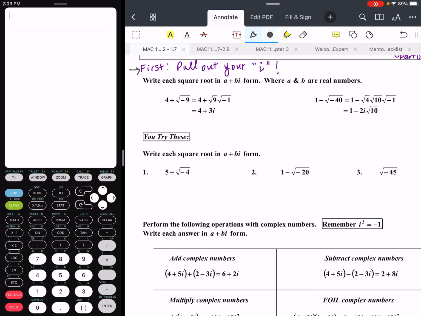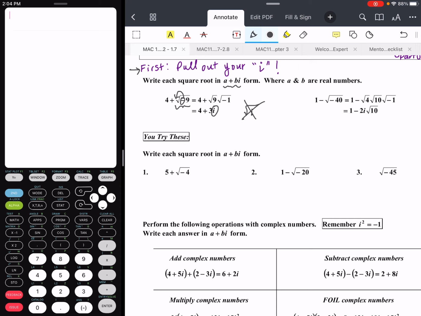So in these two examples that are already written out, we're asked to write each square root in that a plus bi form. We have 4 plus square root of -9. When I see that negative under the square root, I know that's going to come out of my square root as an i. And notice that it's not square root of i in the final answer. We don't just turn the negative sign into an i. We get it out from under the square root sign, and then it becomes that i, that imaginary unit. So 4 plus square root of -9, we can rewrite as 4 plus 3i. The square root of -9 converts into 3i: 3 from the 9 and i from that negative sign.